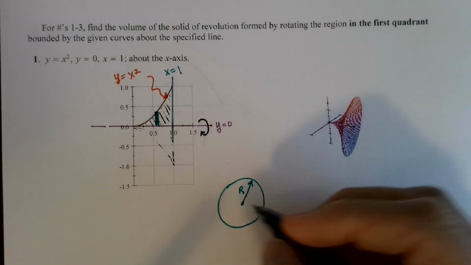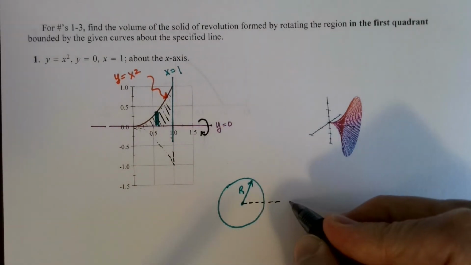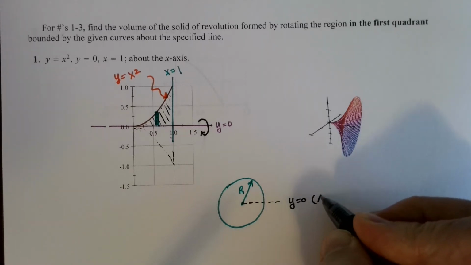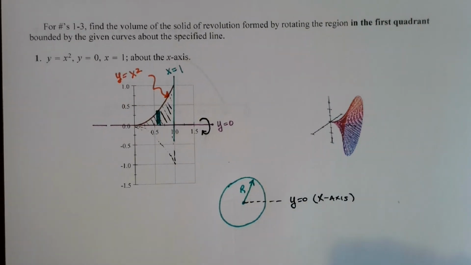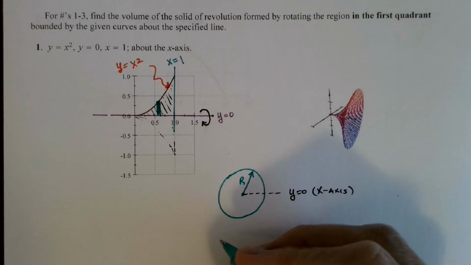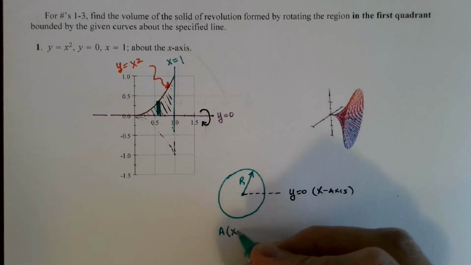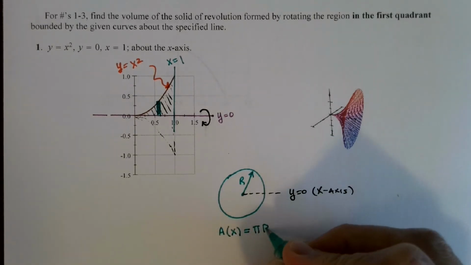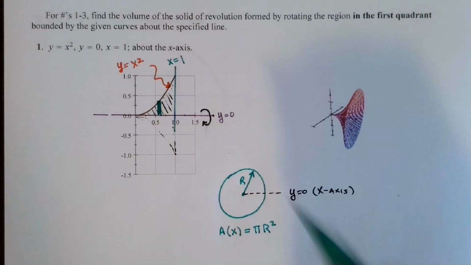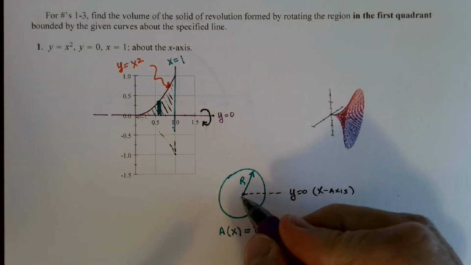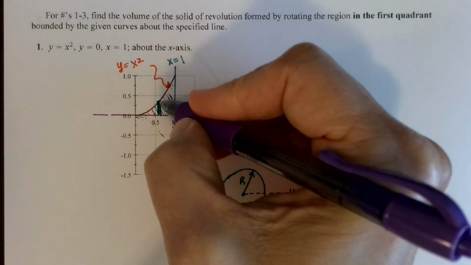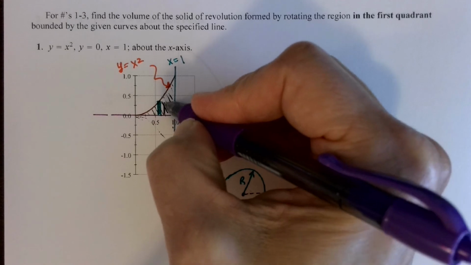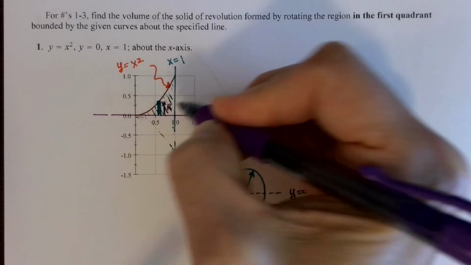And that circle, its center is what? It's the x-axis, when y equals 0. And so what is the area of this region as a function of x? Well, it's just pi times the radius squared. Well, what is the radius? The radius goes from the x-axis to really the top of this rectangle. So this right here is the value of r.